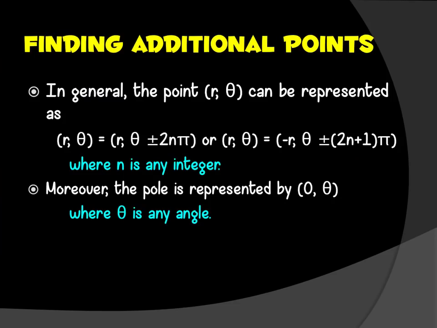All right, so in finding additional points, which kind of leads to what you just asked about, the point (r, theta) can be represented as (r, theta plus 2n pi), which means if I went to pi over 3 and plotted a point along that angle, I can also add 2 pi to that and end up in the same spot. Or I could subtract 2 pi and end up in the same spot. I could add 4 pi. I could add 6 pi. I could keep going by multiples of 2 pi and still end up at the same point.